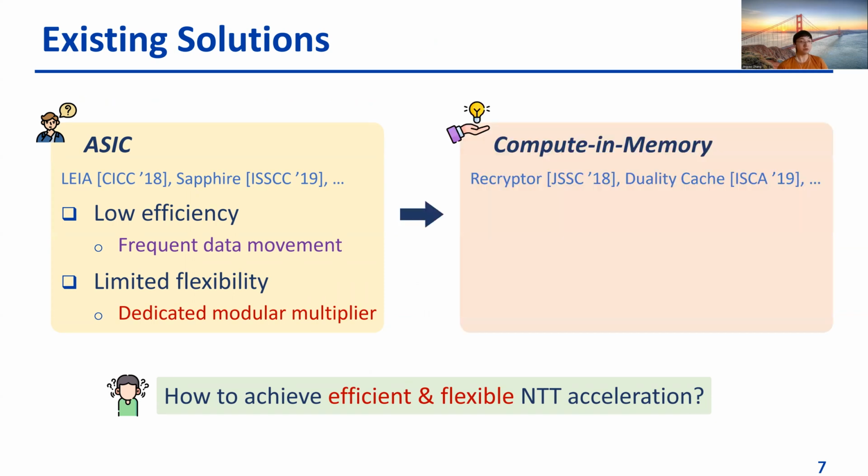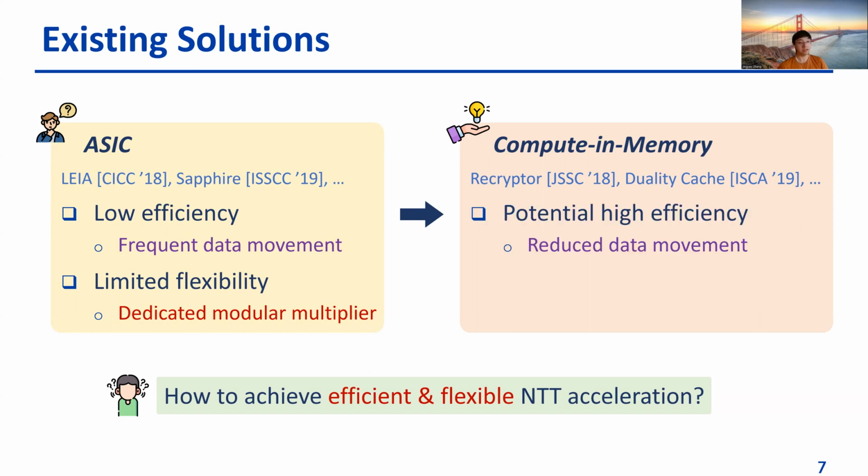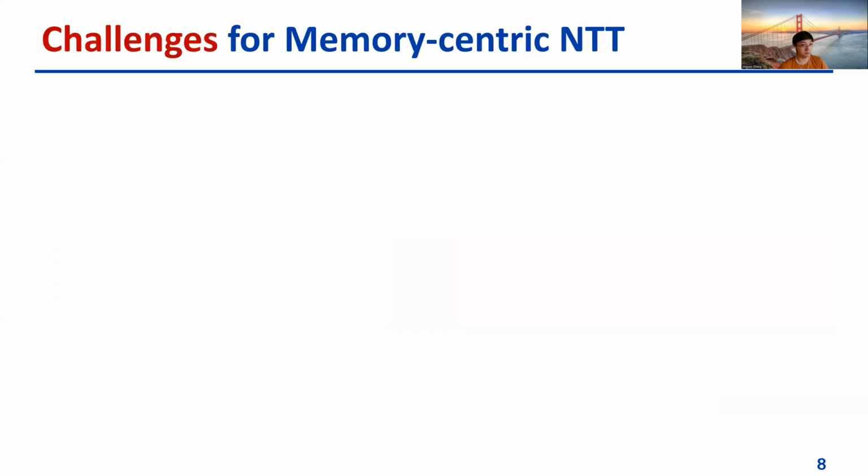To address these issues, memory-centric solutions are proposed, such as Neural Cache and Duality Cache. They show potential high efficiency and high flexibility due to reduced data movement and general vector processing units. However, there are still two challenges to accelerate NTT with such computing memory techniques to achieve high efficiency and flexibility.